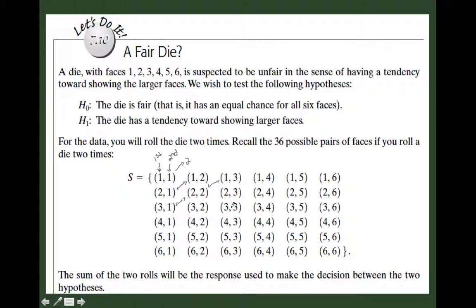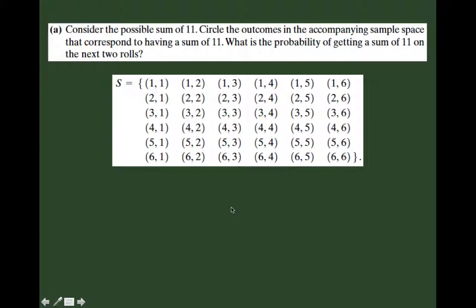Let's see. The sum of the two rolls will be the response used to make the decision between the two hypotheses. So that's our setup. Now, in part A, we're asked to consider the possible sum of 11. We're going to circle the outcomes in the accompanying sample space that correspond to a sum of 11. Then we want to calculate the probability of getting a sum of 11 on the next two rolls.